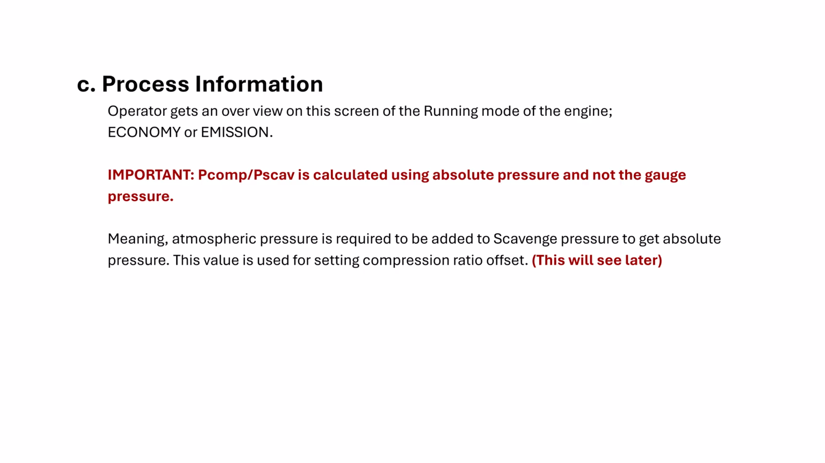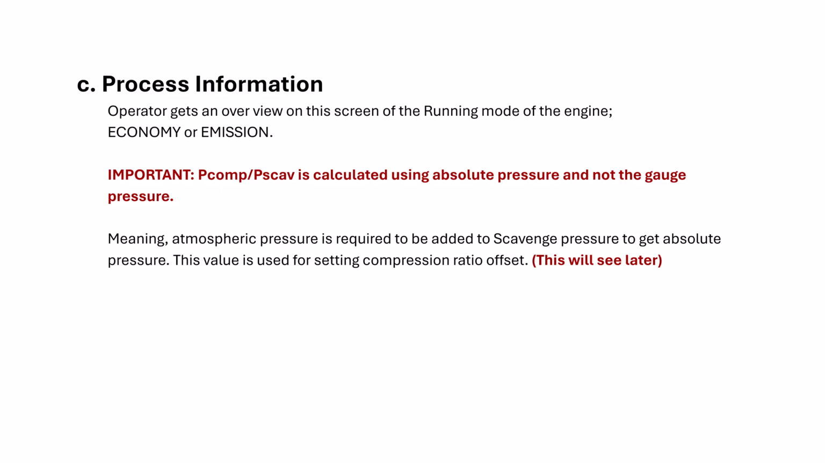So here, when we're talking about P compression or compression ratio offset, we'll be using compression pressure and we'll be using scavenge pressure. Here, the scavenge pressure is not the pressure which your system is giving you. Let's say it's giving you a value of 1.25. You have to add approximately 1 bar, which is atmospheric pressure, to make it 2.25, and divide peak compression by that. That will give you the value of compression ratio offset.